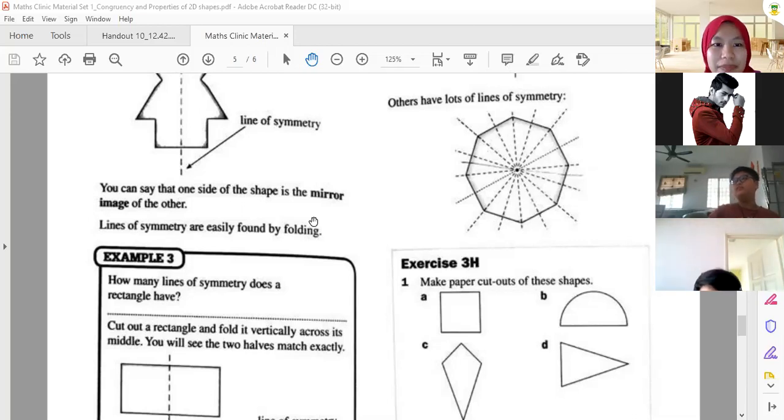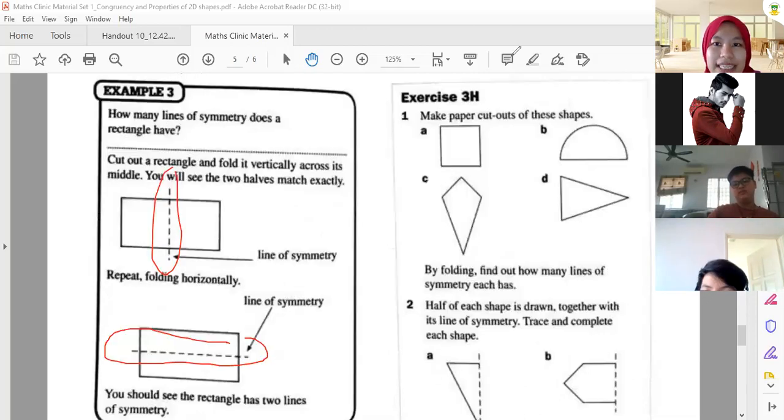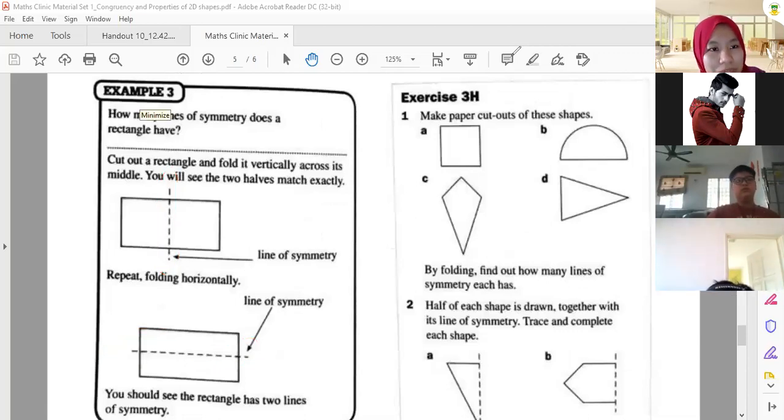So how many lines of symmetry does a rectangle have? Only 2 lines. This is the first one. This is the second one. This time I don't show my cutting like how I showed in class because no question from you guys. I believe that you guys are clear. So you can refer to the example in the material. You can do the paper cut out of the shape, then you can find how many lines of symmetry there are.